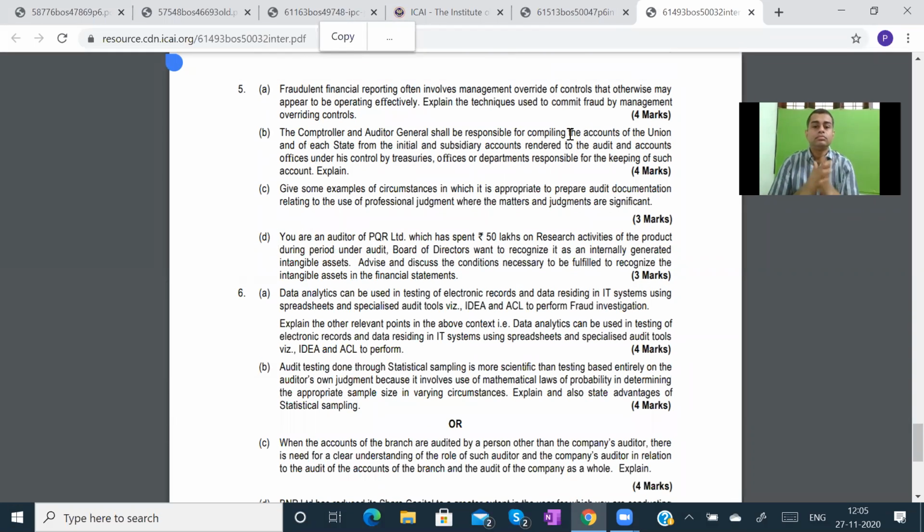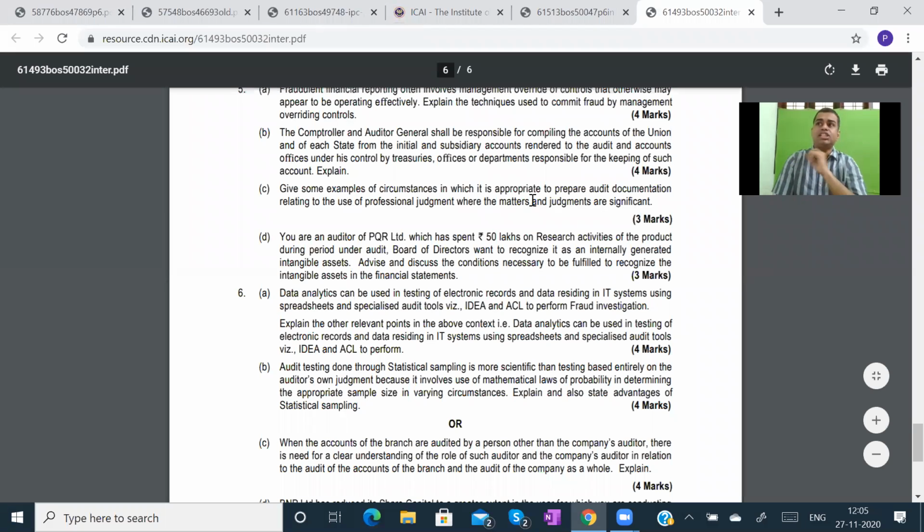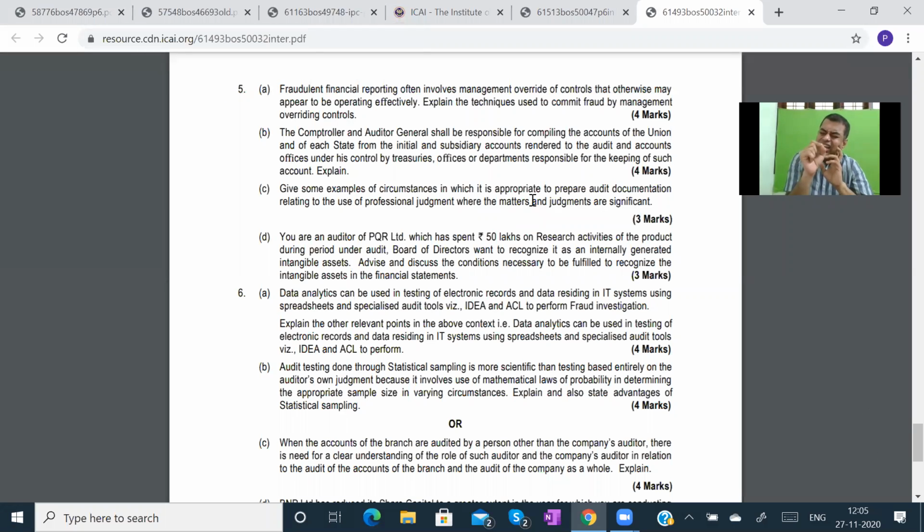5th question: Fraudulent financial reporting often involves management override of controls that otherwise may appear to be operating effectively. Explain the techniques used to commit fraud by the management overriding controls. Do you remember this? Recording fictitious transactions, making inappropriate year-end accounting adjustments, concealing or not disclosing the facts, engaging in complex transactions, altering and manipulating accounting records, falsification of accounting records. Even if controls are there, management can override controls and do these kinds of things.